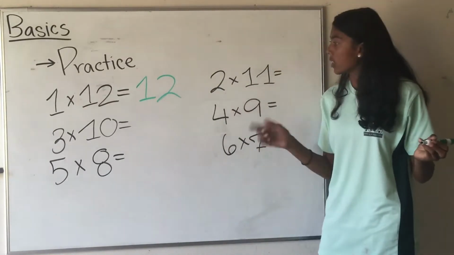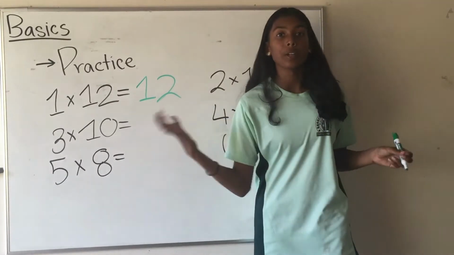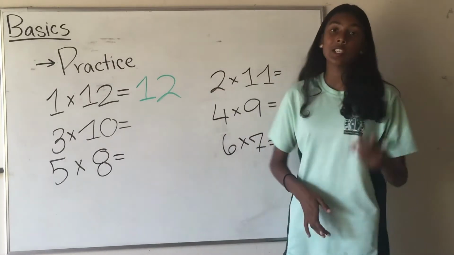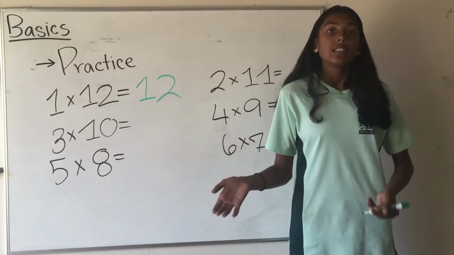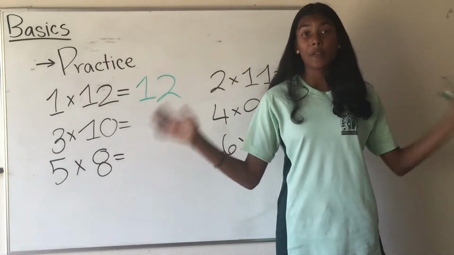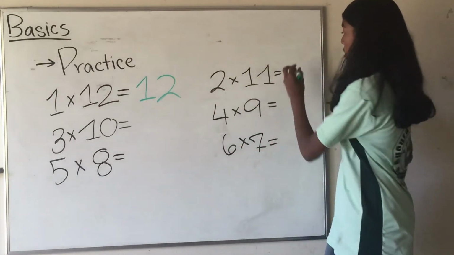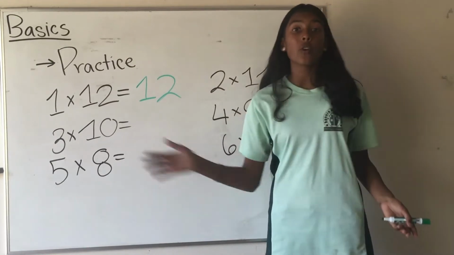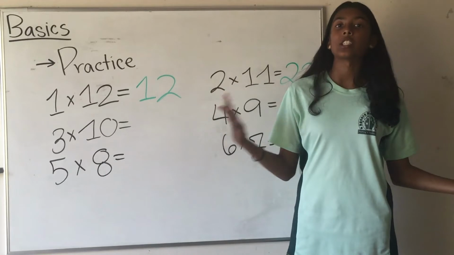Now let's move on to 2 times 11. We found a little trick for 11. With 11, you take the digit and write it twice. Like 6 times 11 would be 66, 5 times 11 would be 55, 2 times 11 would be 22. See, there's two 2s. That's the trick for 11. It works for all single digits.